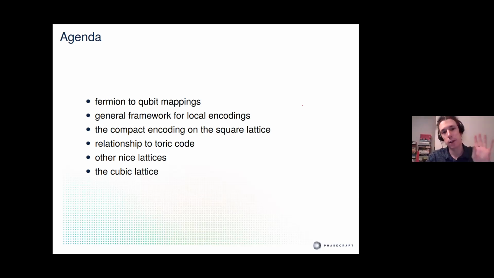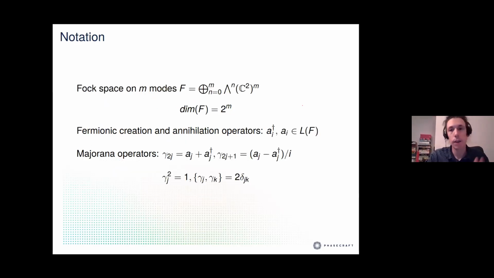Then I'll talk about the compact encoding and how it fits on the square lattice. And I'll explain its relationship to the toric code. And then I'll talk about some other nice lattices. And finally, if I have time, I'll talk about how we can put it on the cubic lattice. Just to begin, I want to get some notation out of the way.